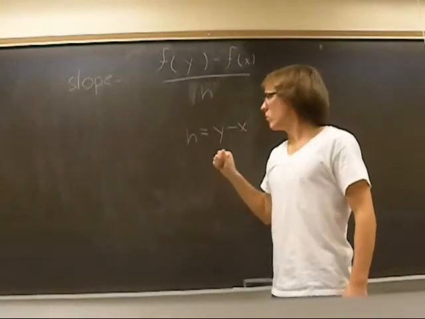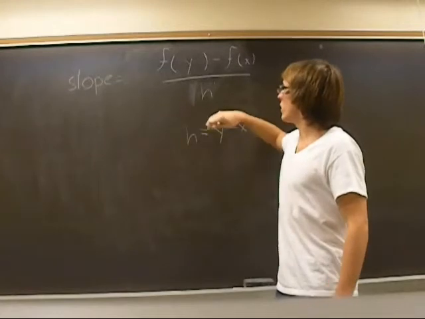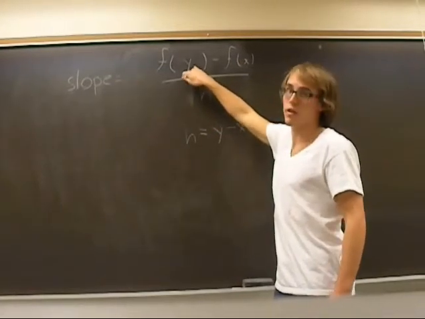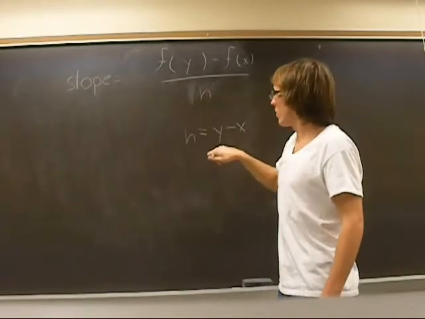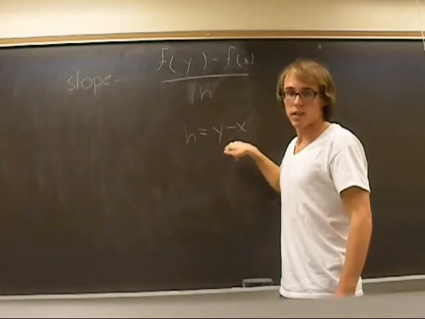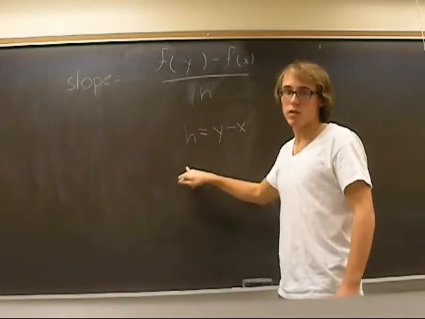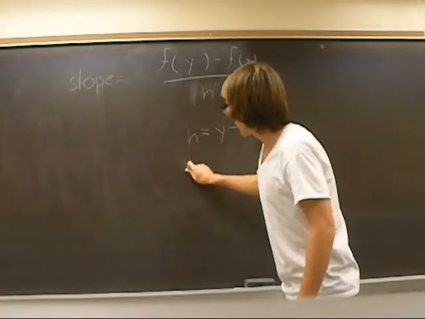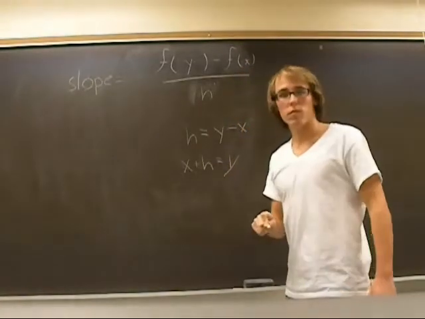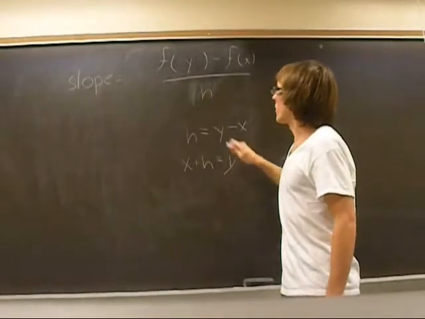So what we want to do is, since we got rid of the y down here, we also want to get rid of the y up here. So we're going to do that using this equation right here. Since h equals y minus x, all we have to do is add x over, and we get x plus h equals y. And so we'll plug this value in up here.